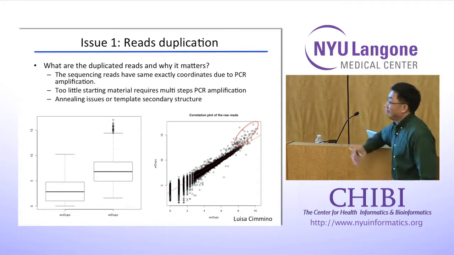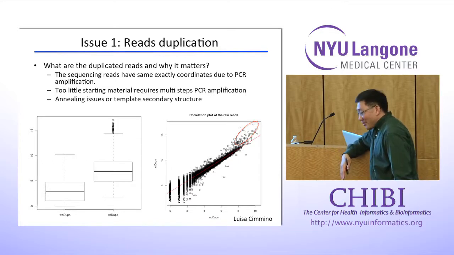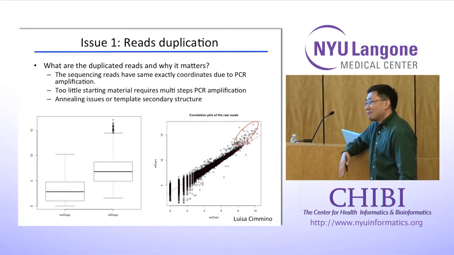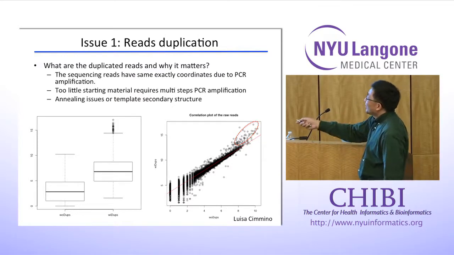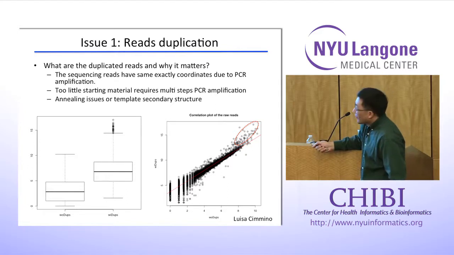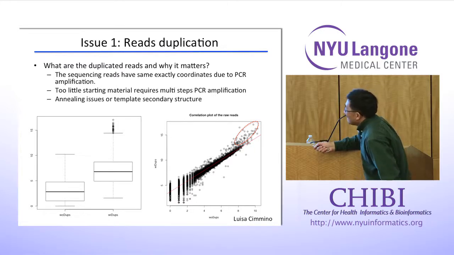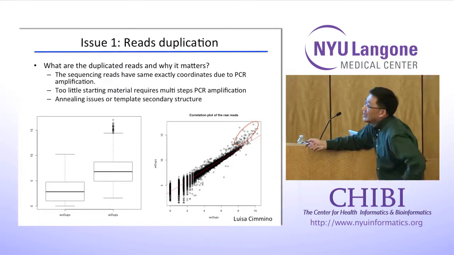If you have more PCR amplification, you tend to have many more duplicate reads. Here, what I showed here is the same sample with or without duplicate reads removal. You can see without duplicates removal, everybody is lifted.